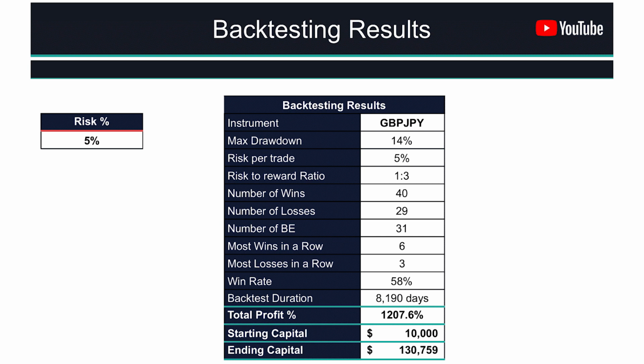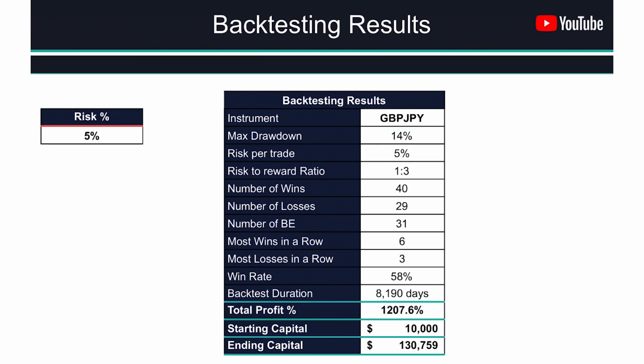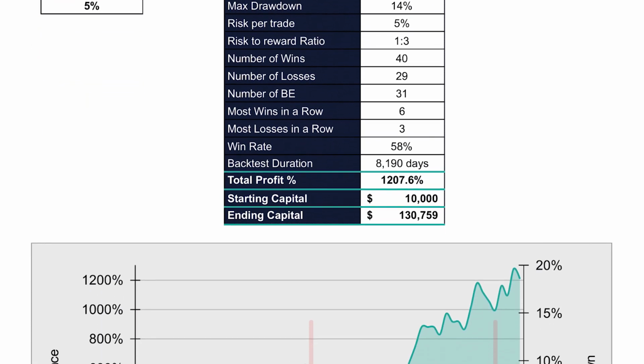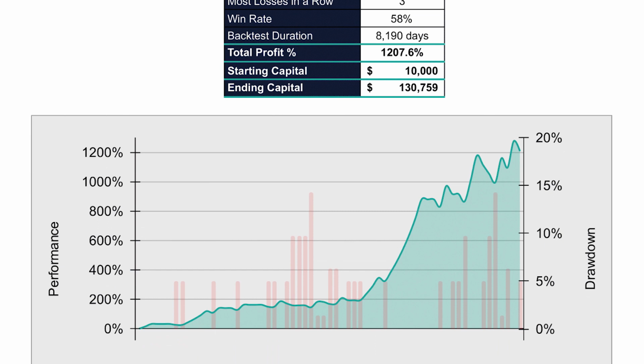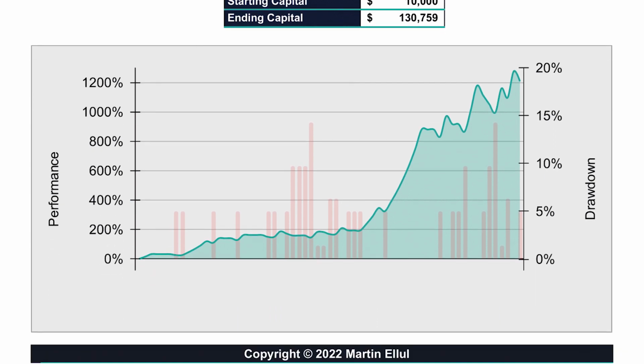The net profit was 1,207%. So if you would have started with $10,000, you would have ended up with $130,000 after 22 years. So this is a very long-term strategy. As you can see, it is profitable. That gives an average of 50% per year uncompounded.